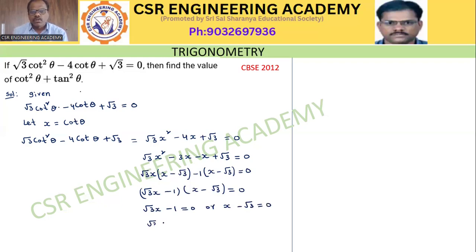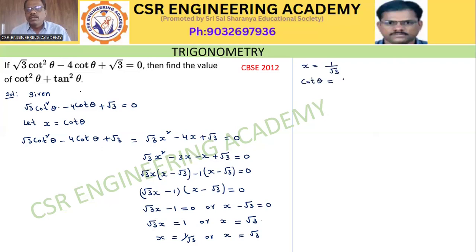Root 3x is equal to 1, or x is equal to root 3. X is equal to 1 by root 3, or x is equal to root 3. Take x is equal to 1 by root 3. Here x is equal to cot theta, that is cot theta is equal to 1 by root 3.